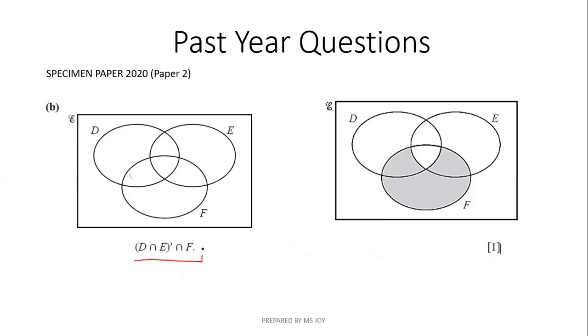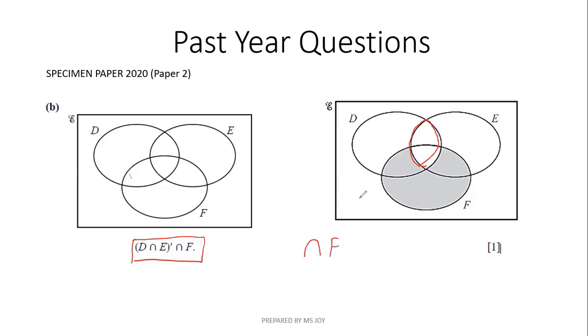Shade D intersect E. First you tell me where is D intersect E. D intersect E is actually this position, correct or not? But the question says prime. Prime means you don't look at the red color part. You should focus on all the other parts first. Don't decide it first. And the question says it intersected with F.